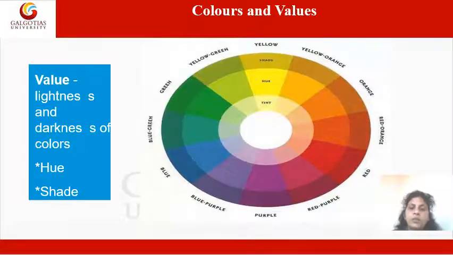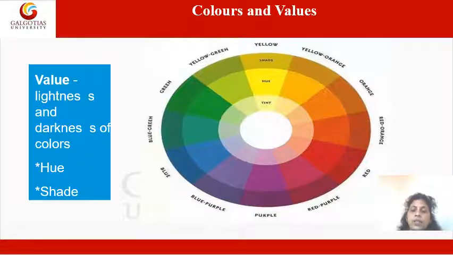Value talks about lightness and darkness of the color. Then we have hue, and then we have shade. So as we are having here, here is the hue, we are talking about the color. In the value, we have three: either it is in the dark form, it is in the light form, or it is in the original one.